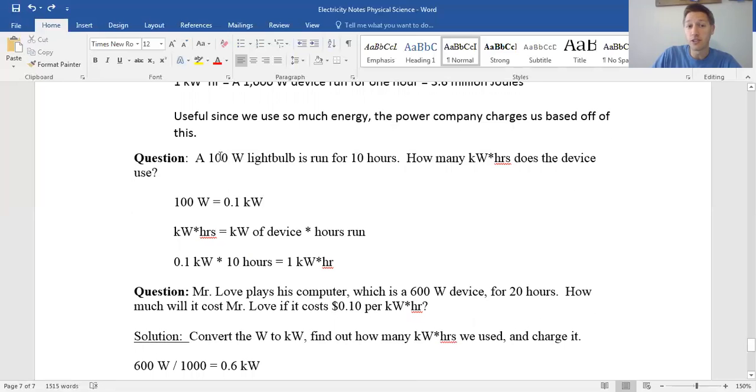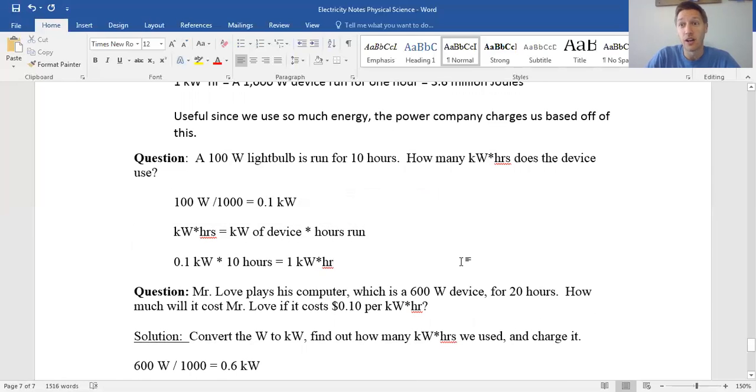We got to turn that wattage into kilowatts. To take watts into kilowatts, we divide by 1,000. So 100 watts divided by 1,000 equals 0.1 kilowatts. Kilowatt hours is just how many kilowatts the device uses times how many hours it runs. So we had a 0.1 kilowatt device run for 10 hours. That'd be 1 kilowatt hour. It's straightforward. Just take the kilowatts times the hours.